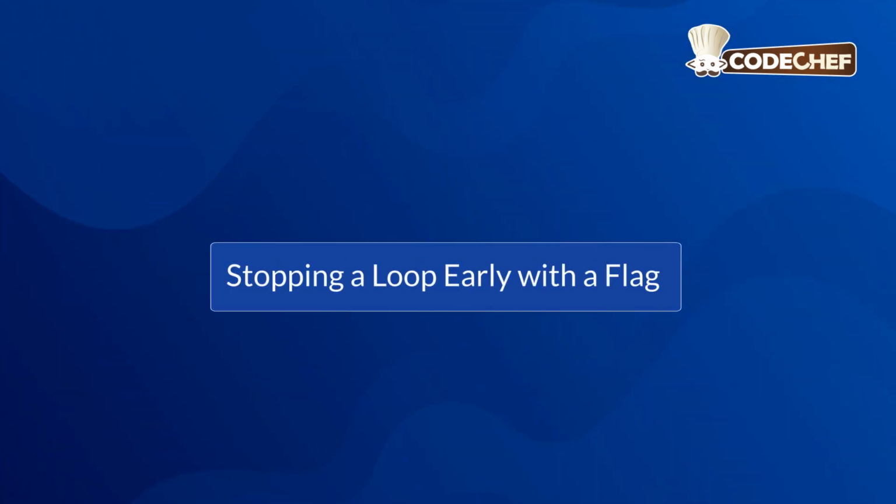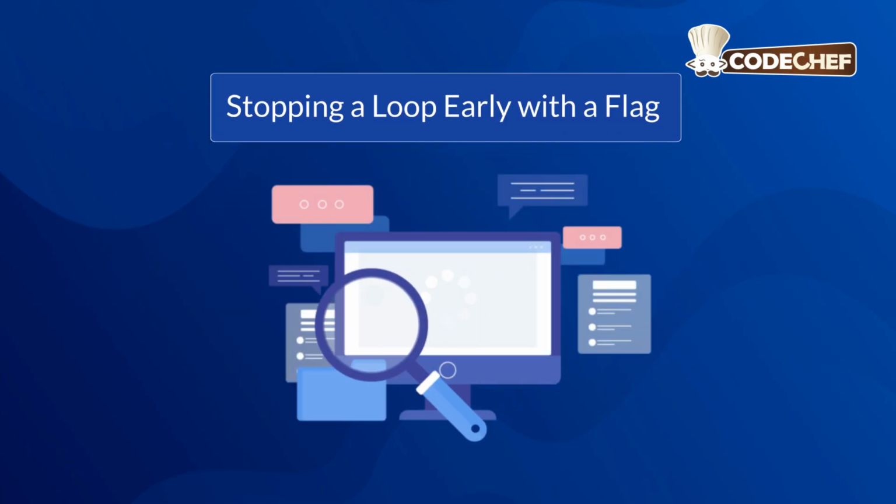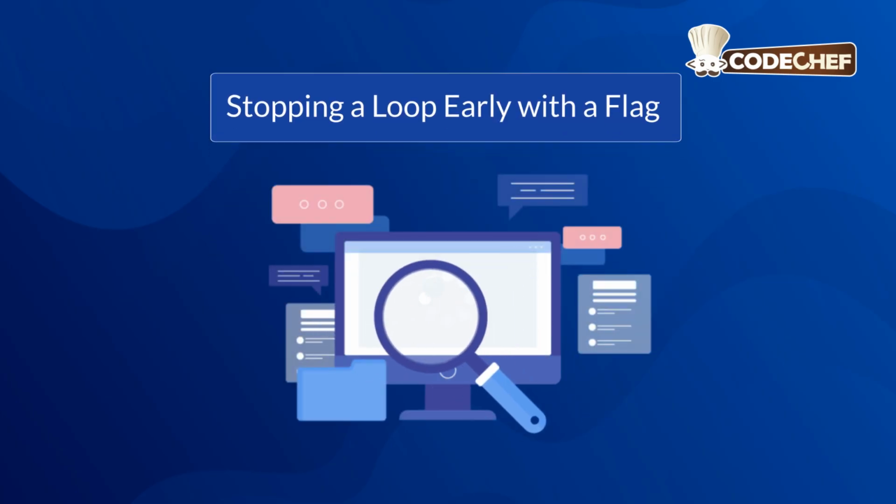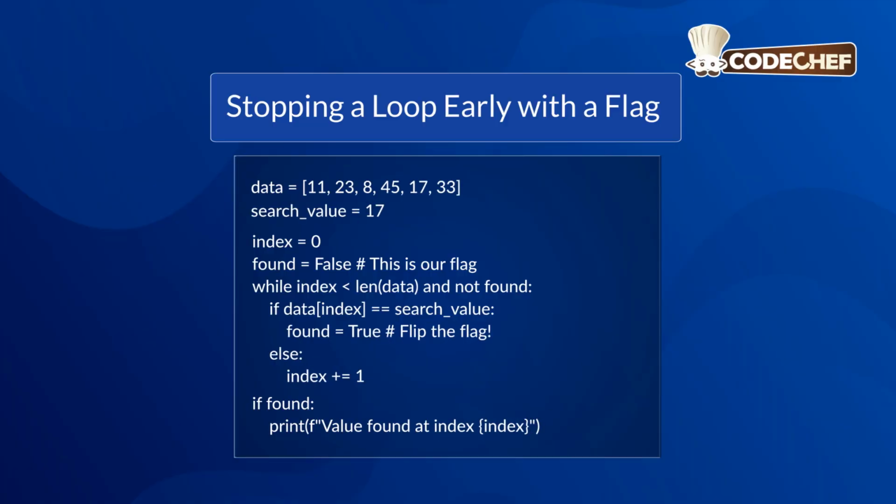To stop a loop as soon as it finds something, we use a flag. A flag is just a variable that tracks if a condition has been met. We start by setting our found variable to false. The while loop will keep running as long as found is false. The moment we find our number, we change found to true. This tells the loop its job is done and it stops right away.